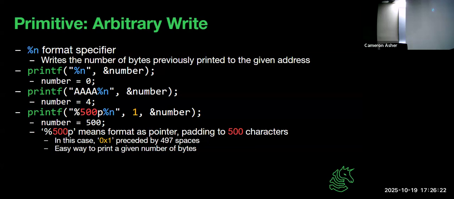Then if we do this, we will just print 500 characters because this is padding P to have 500 characters. So now we're starting to get something that looks like arbitrary write because we can specify the value here and it will write that to this number. In this case, it'll print the pointer and it will pad it to be a total of 500.